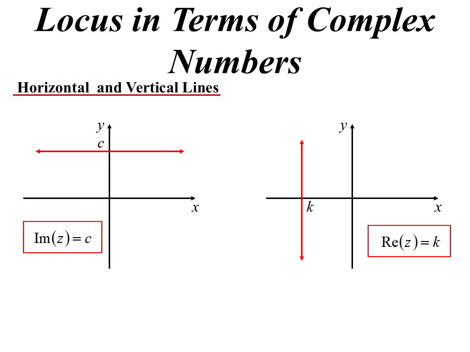A vertical one is very similar, they now have the same real part. That would be x equals a constant if we were talking about coordinate geometry, but when we're talking about complex numbers, that's the real part of z is equal to k.